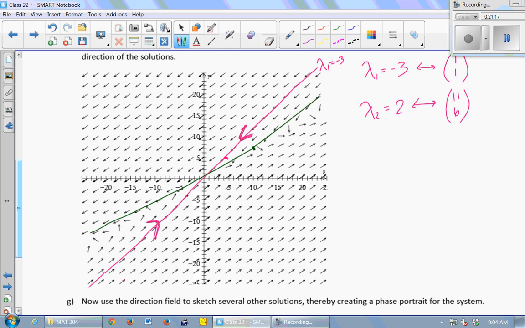Okay, and then this corresponds to lambda 2, which was 2. And that lambda is positive, which means these guys are pointing away from the origin. Okay, I gotta draw this better. Why does my vector field look so funny? Just like that. There it is. Arrows are pointing away from the origin.